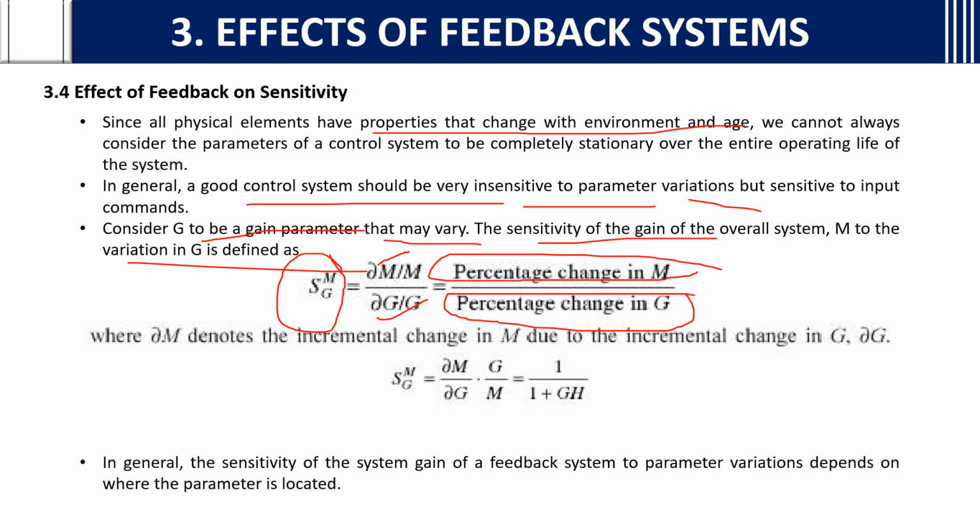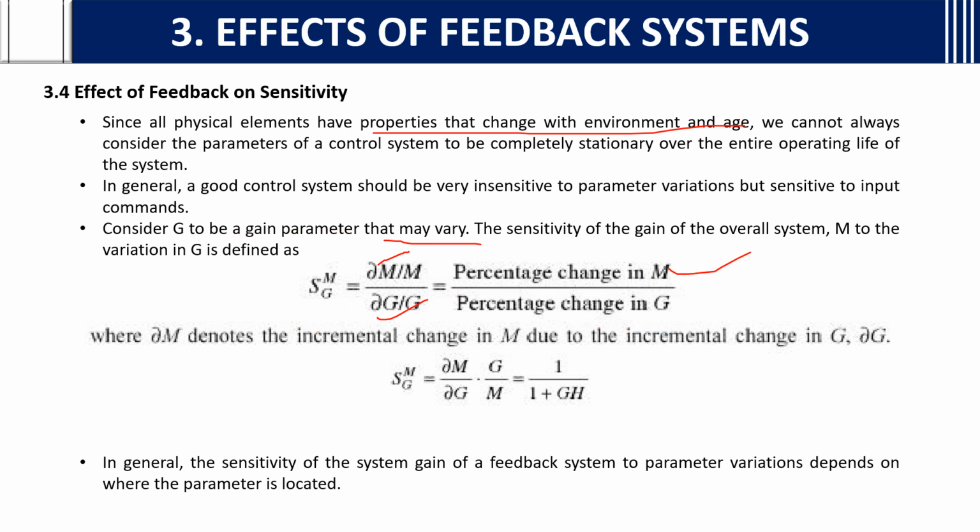Percentage change in M, where M is what? We know the input-output relationship, that is the transfer function. So it is the percentage change in the transfer function, that is M, over the percentage change in the gain, that is ∂G/G. Here ∂M denotes the incremental change in M due to the incremental change in G, that is ∂G.